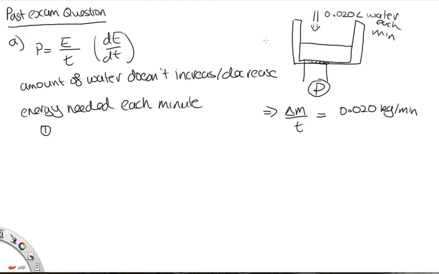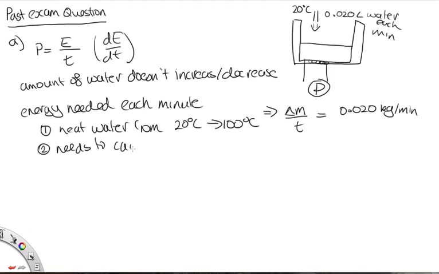One, it needs to heat the water from 20 degrees, which is the temperature when it goes in, to 100 degrees C. It needs to be at 100 degrees C to evaporate. And two, it needs to cause the water to change state. Okay, so let's calculate the energy needed each minute.